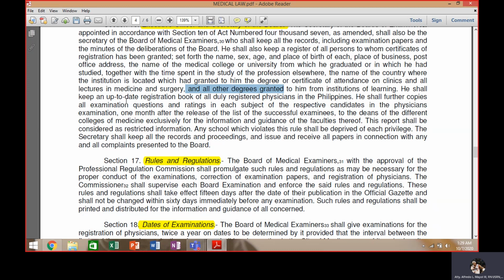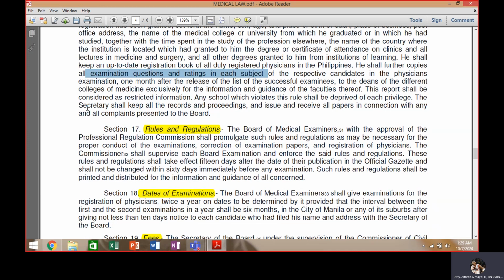He shall keep an up-to-date registration book of all duly registered physicians in the Philippines. He shall further furnish copies of all examination questions and ratings in each subject of the respective candidates in the physician examination, 1 month after the release of the list of the successful examinees, to the deans of the different colleges of medicine, exclusively for the information and guidance of the faculties thereof. This report shall be considered as restricted information, okay, confidential information. Any school which violates this rule shall be deprived of such privilege.